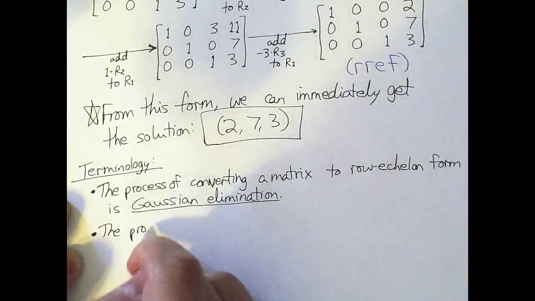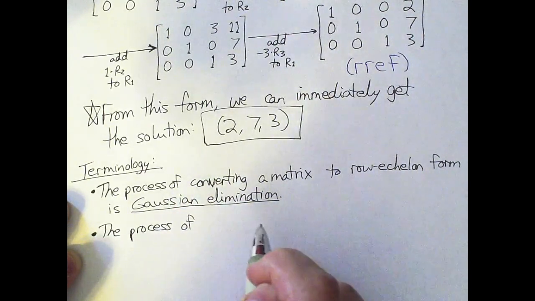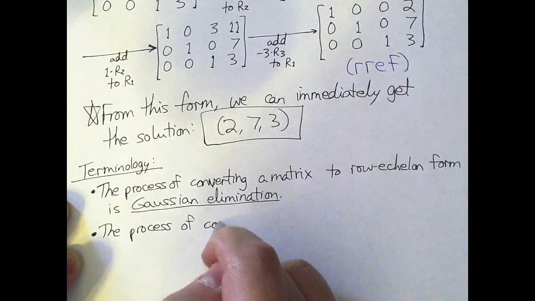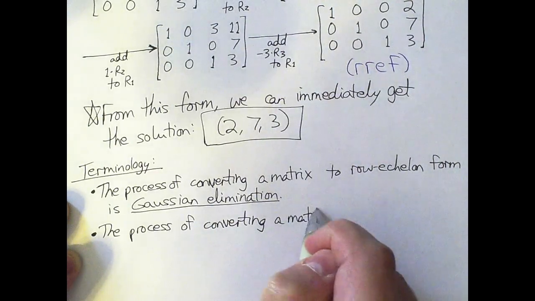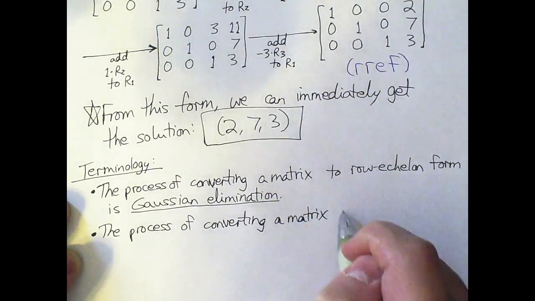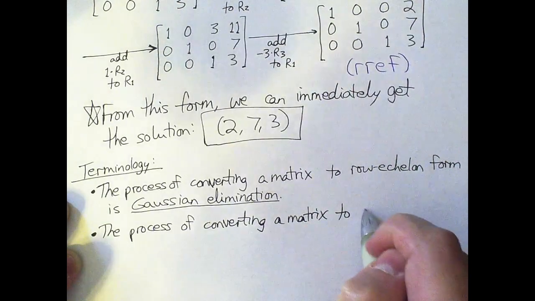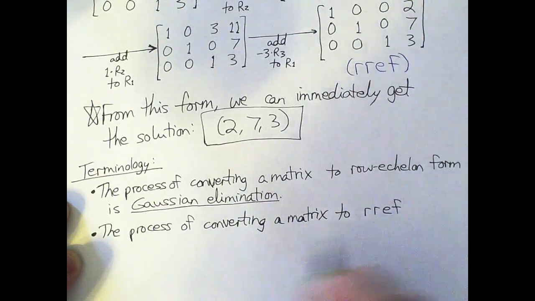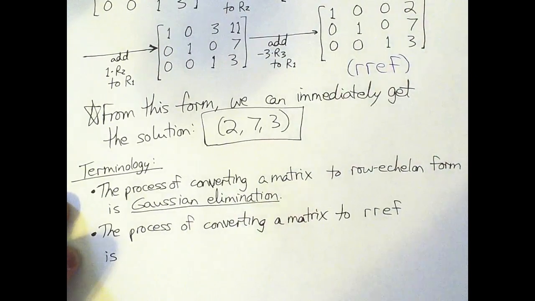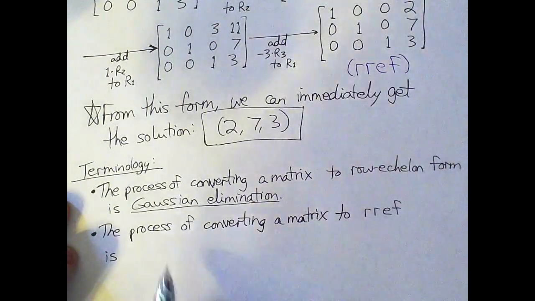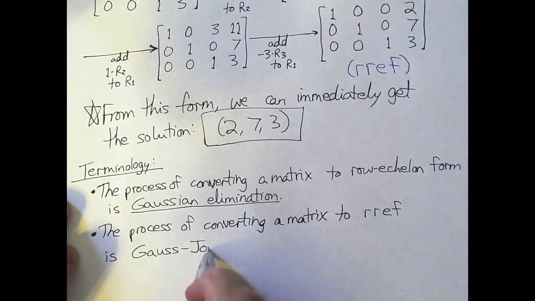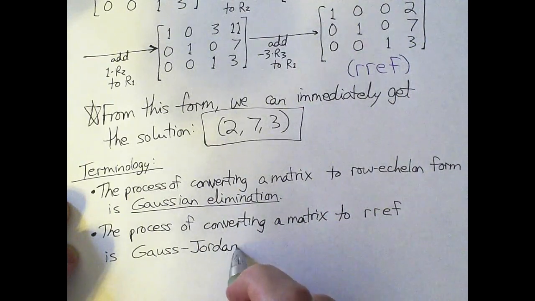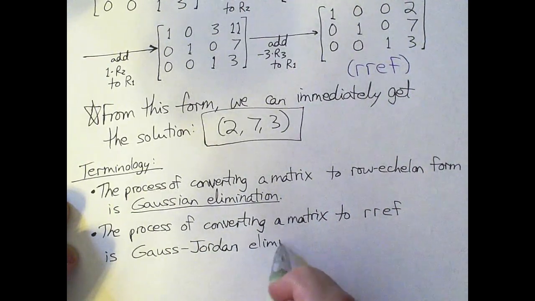The process of converting a matrix to reduced row echelon form. That's where you do Gaussian elimination, but then you keep going and you go further. You reduce it further. It is called Gauss-Jordan elimination.